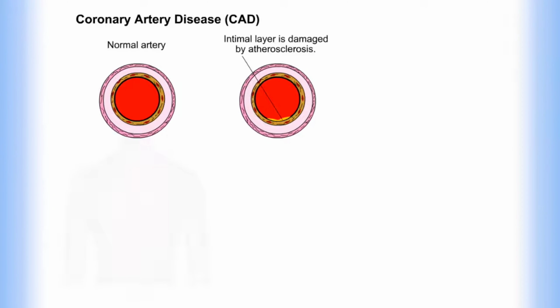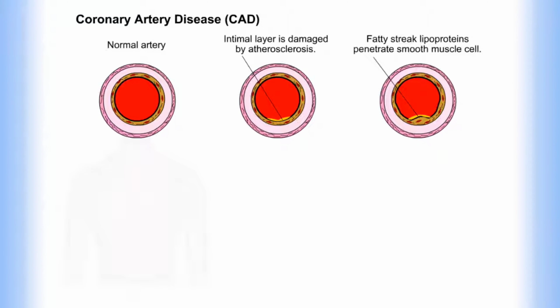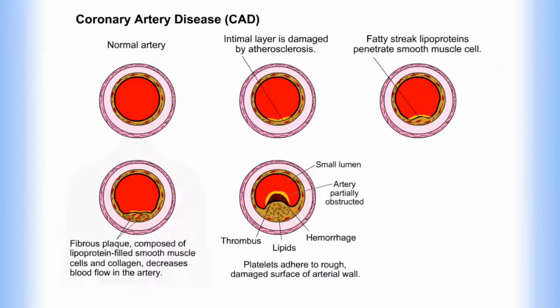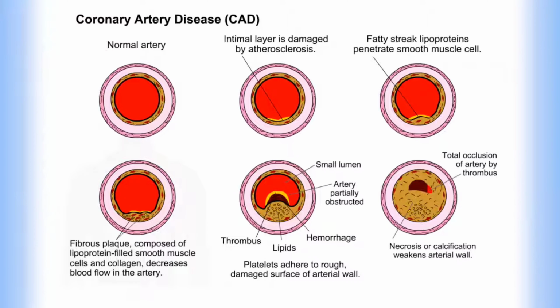Coronary artery disease. Here we see a normal artery. Intimal layer is damaged by atherosclerosis. Fatty streak lipoproteins penetrate smooth muscle cell. Fibrous plaque, composed of lipoprotein-filled smooth muscle cells and collagen, decreases blood flow in the artery. Platelets adhere to rough, damaged surface of the arterial wall. And necrosis or calcification weakens the arterial wall.